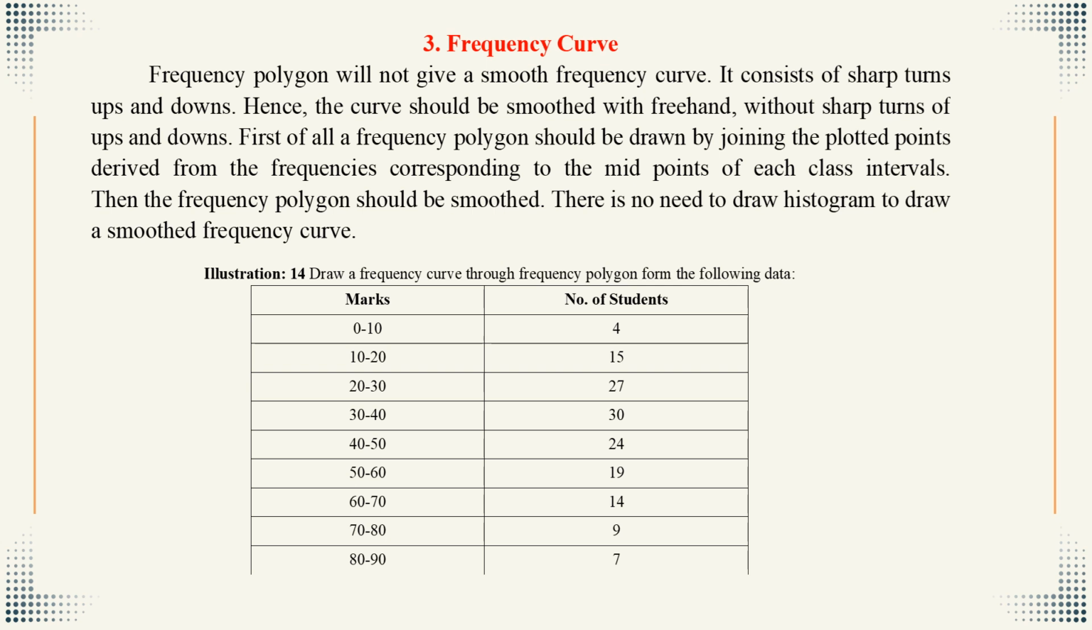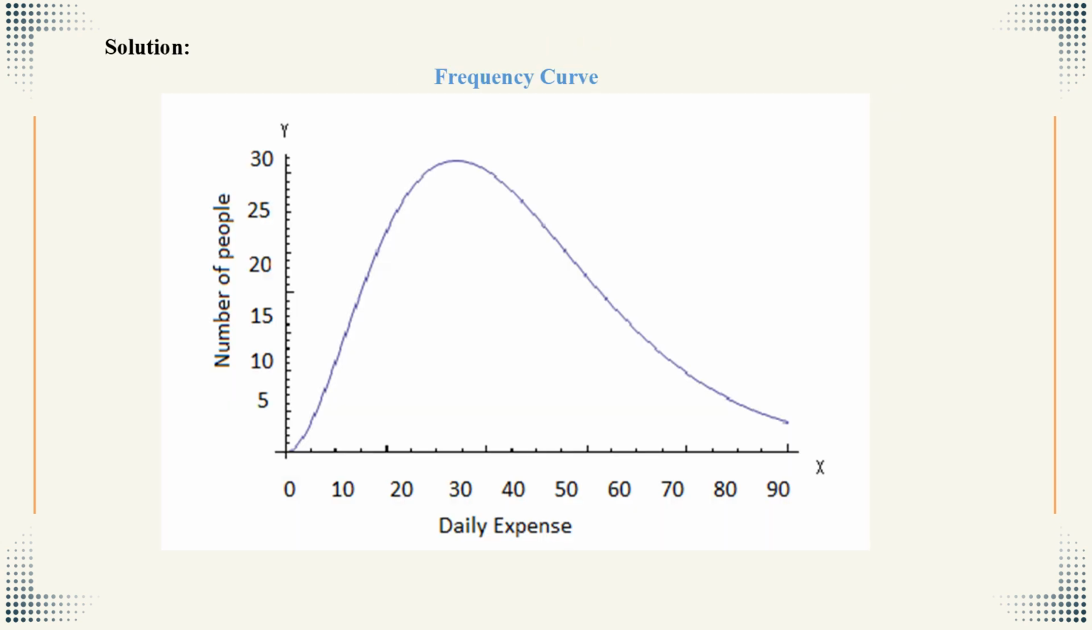To explain that frequency curve, an illustration has been given, marks starting from 0 to 10 up to 80 to 90. Number of students have been given. Here normally, the first one is variable, the second one is frequency. Based on the above problem, the frequency curve is drawn. The variable 0 to 10 has frequency 4. The midpoint to be taken is 5. Corresponding to the 5, in the y-axis 4 should be identified.